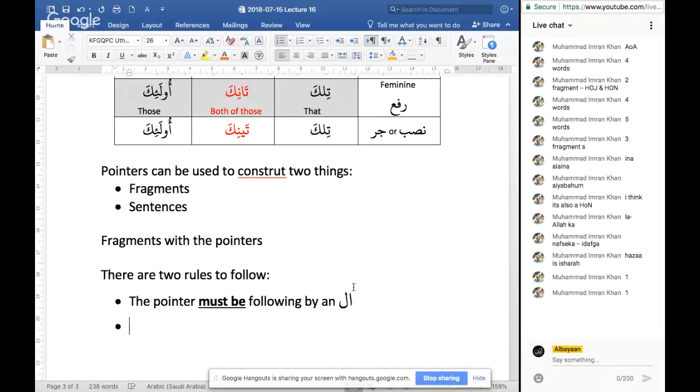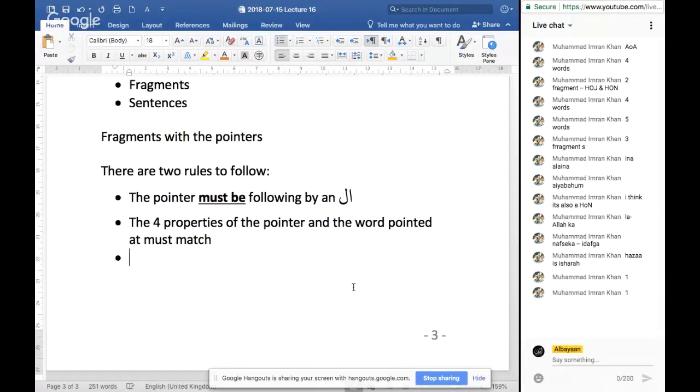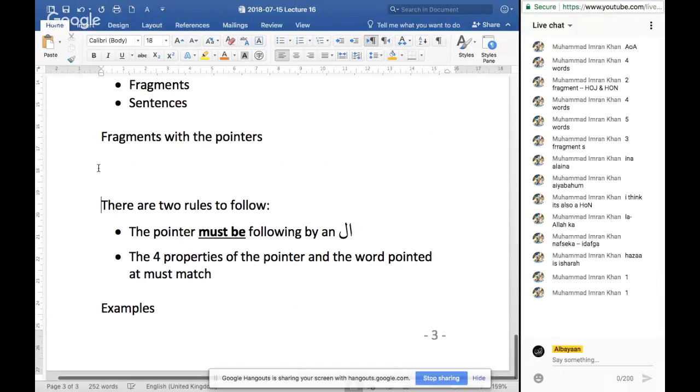Okay? Rule number two, the four properties of the pointer and the word pointed at must match. Meaning the word having this al will have the same properties as the pointer word. For example, let's construct some examples here. Let me take the rules to the next page and then we'll construct the example.